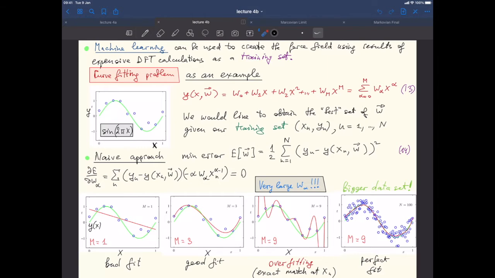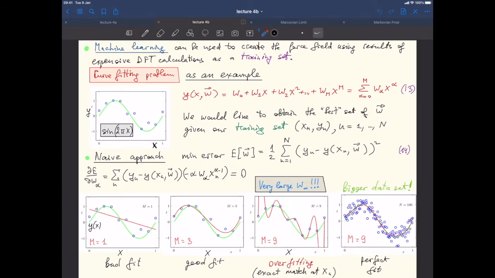If we take m equal 3, actually, we achieve a rather good fit through the points. But still, in some places where the noise is large, we had quite a deviation from the actual function we're trying to reproduce, which is our green line here, the sinusoidal function.